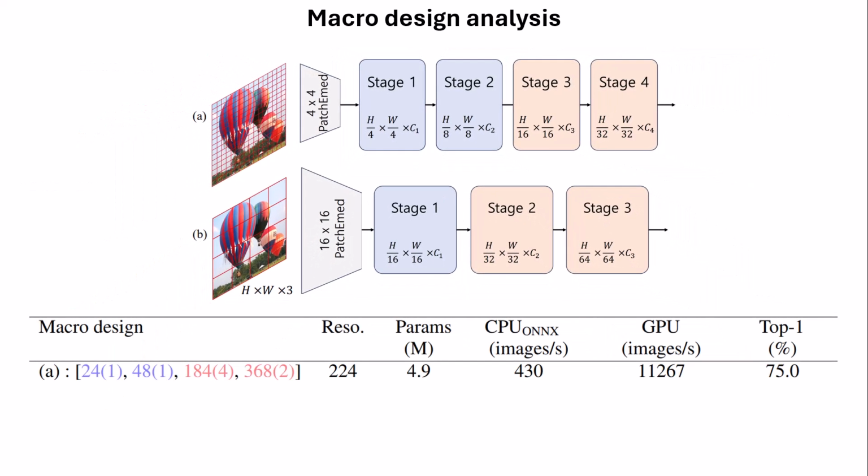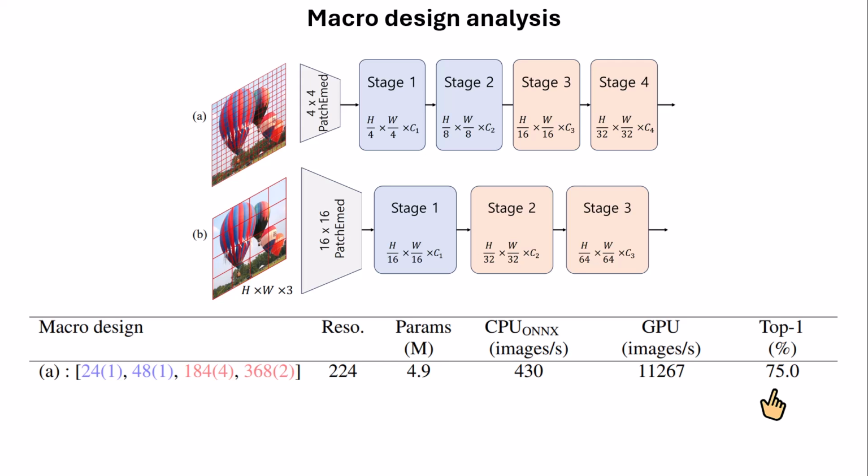For the first design, if I use 24 channels on the first stage and I repeat it only once, 48 channels for the second one, 184 channels for the third one, and I repeat it 4 times, and finally 368 channels for the last stage and I repeat it 2 times, then with the input resolution of 224, I have around 4.9 million parameters, and you see the throughput on the CPU and GPU. Even on CPU, it is kind of fast, right? We can process around 430 images per second, and with GPU, it is around 11,000. It is already fast, and we can see the top 1 accuracy is 75%.